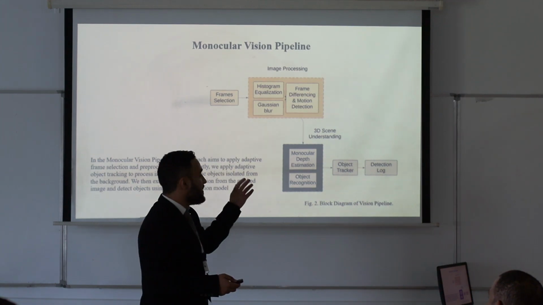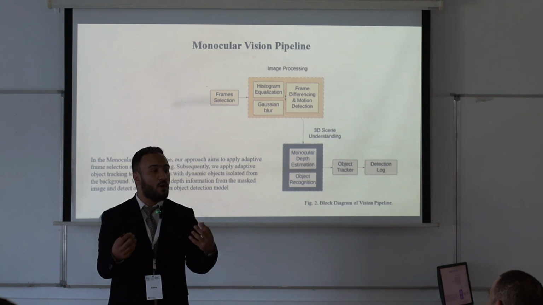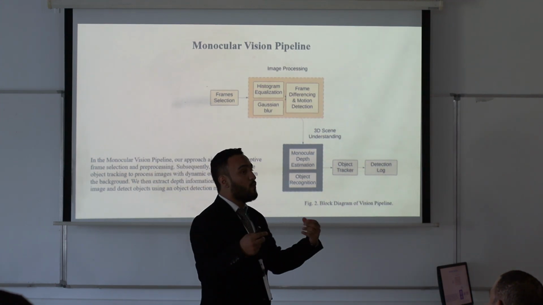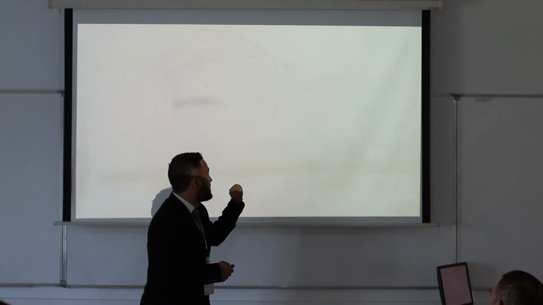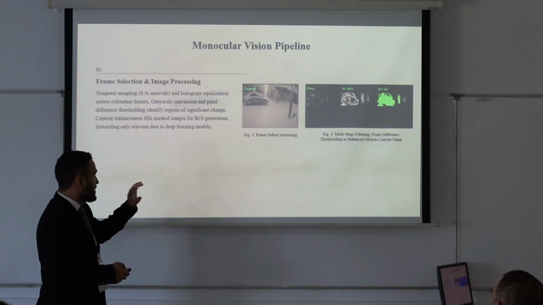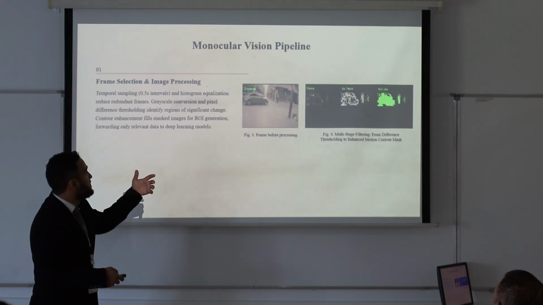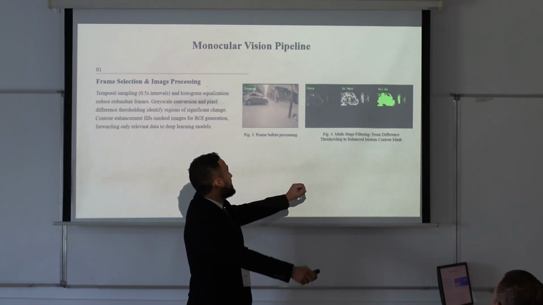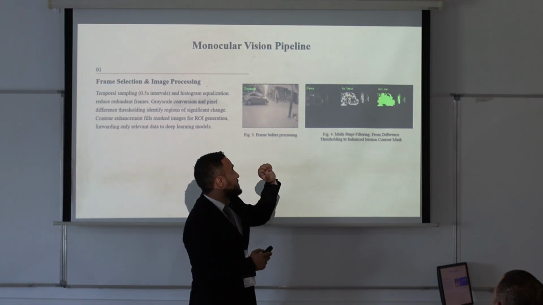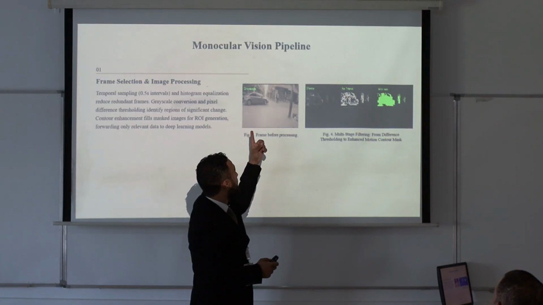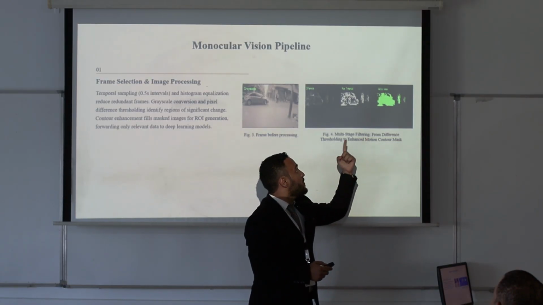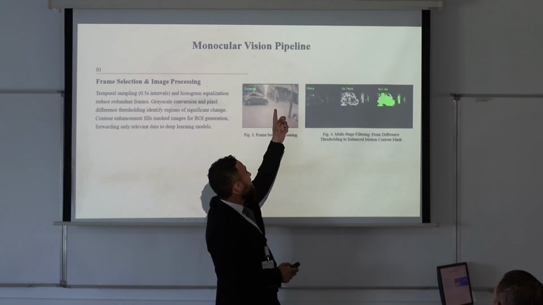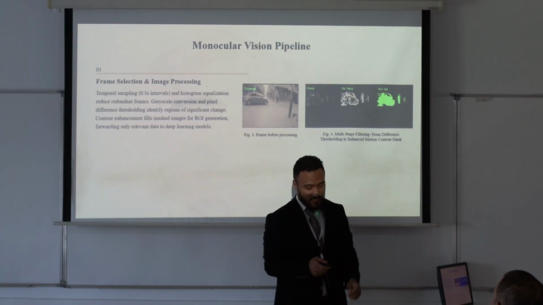After having our masked images with only the interesting information we need, we apply two different steps. As we said, we select frames and do some basic frame processing, and this is the output. As you see, there is a car that is moving, and in the final mask we have only the car, and also a pedestrian moving, which is shown in the image.